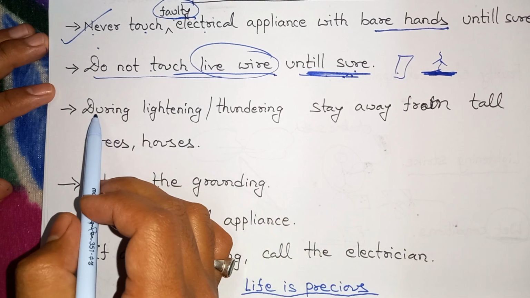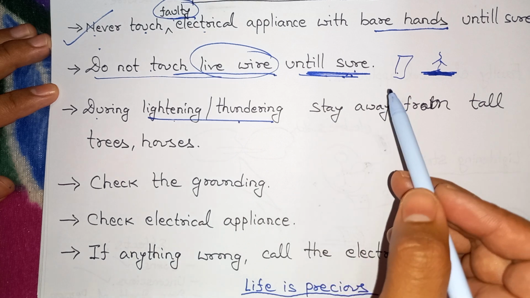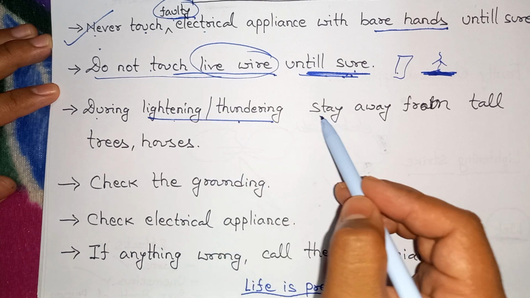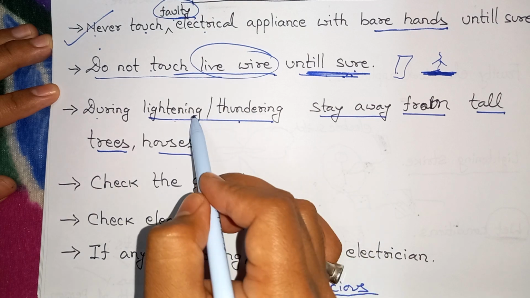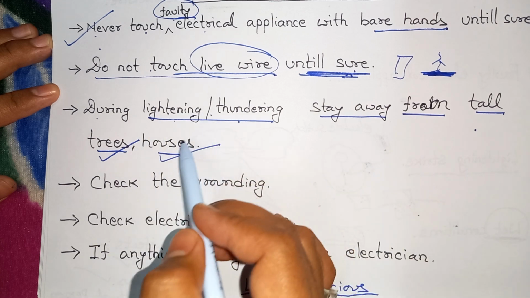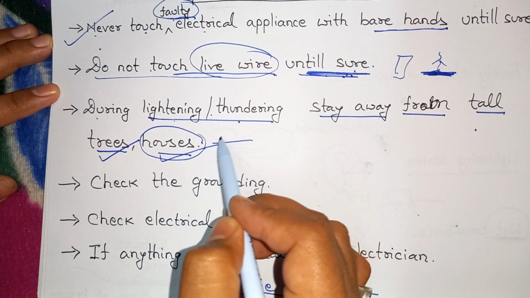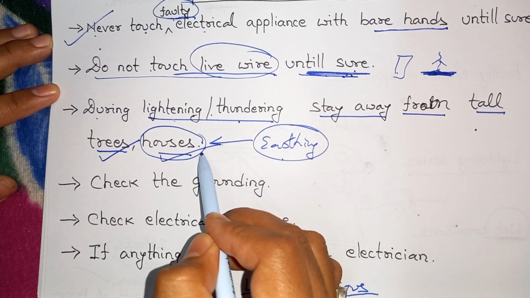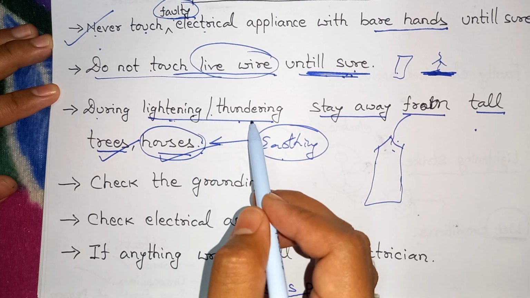Now during lightning and thundering, as I told you already, a high bolt of electricity flows from the sky through the human body. So at that time, we need to stay away from tall trees and houses, because lightning always strikes tall trees and tall houses. Never sit on a tree. Never sit in a tall house which does not have earthing. If the house is very tall and earthing is not done, you may have a risk of electric shock from lightning and thundering.